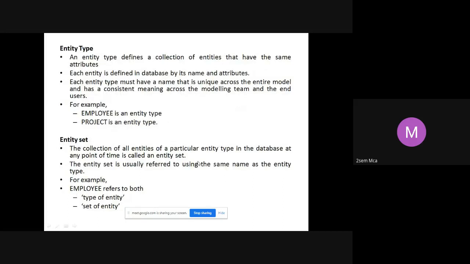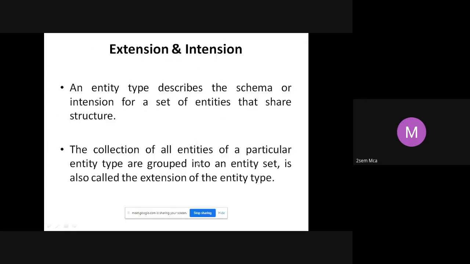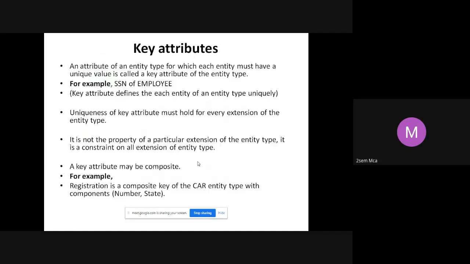You're able to see the change of slides? Can anyone confirm, please? Yes, ma'am.